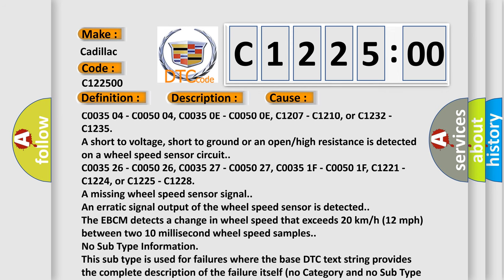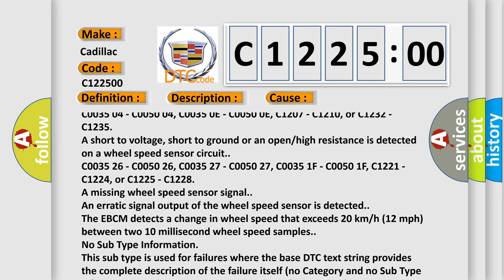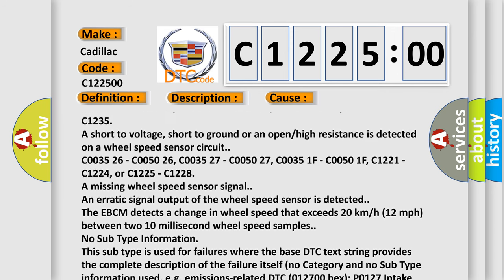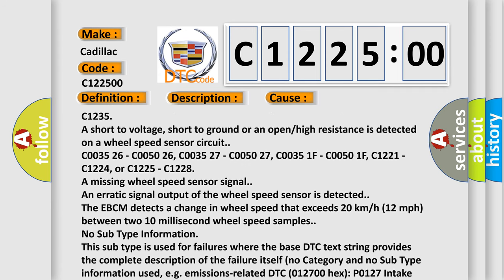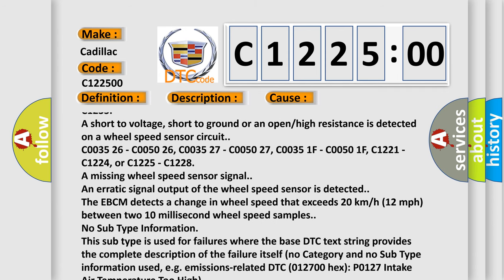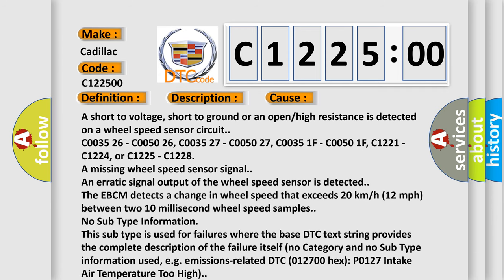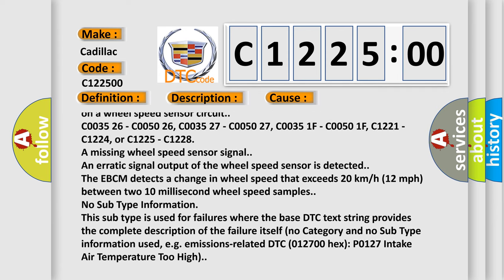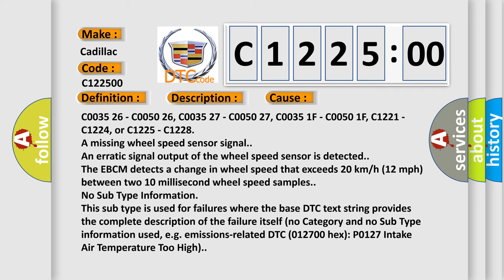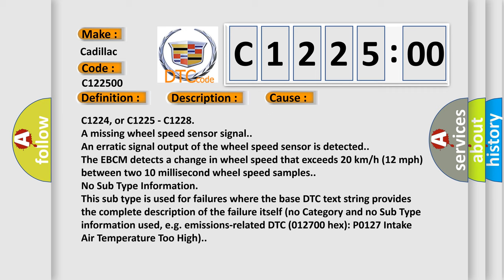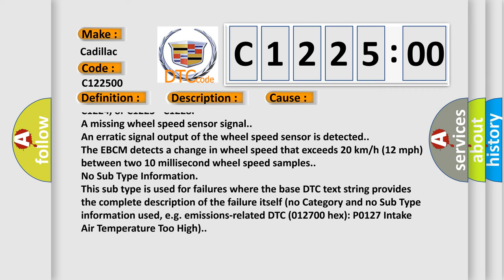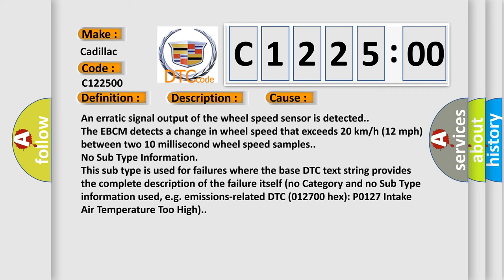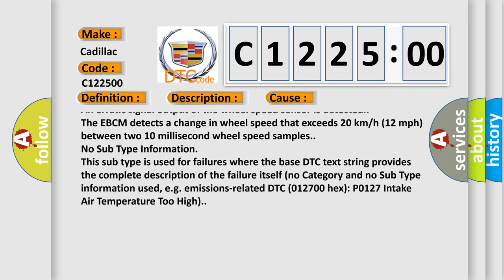C0035-04, C0050-04, C0350-E, C0500-E, C1207, C1210, C1232, C1235 are short to voltage, short to ground, or an open or high resistance is detected on a wheel speed sensor circuit. C0035-26, C0050-26, C0035-27, C0050-27, C0035-1F, C0050-1F, C1221, C1224, C1225, C1228: a missing wheel speed sensor signal.